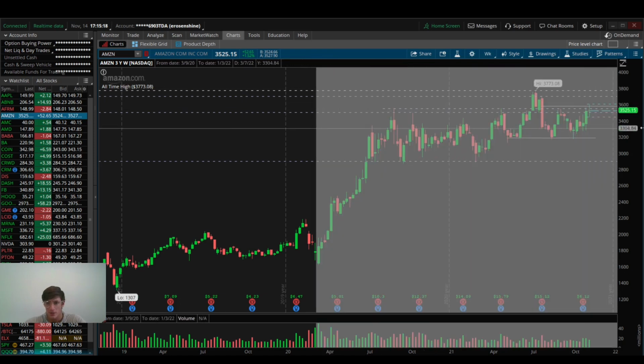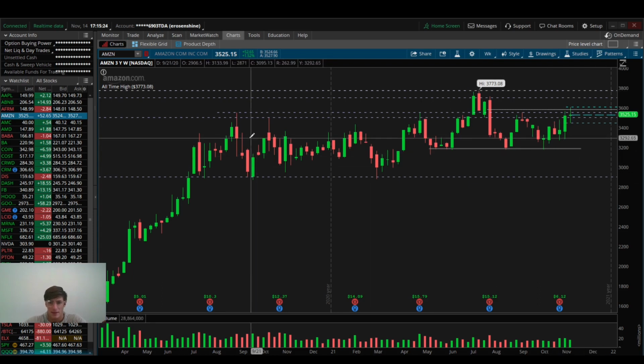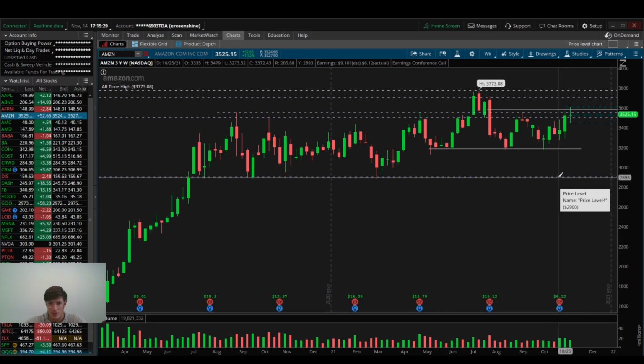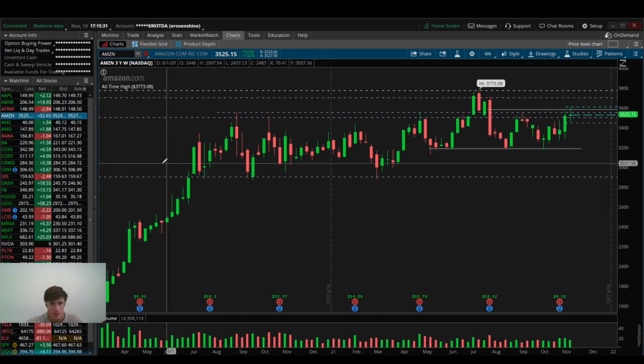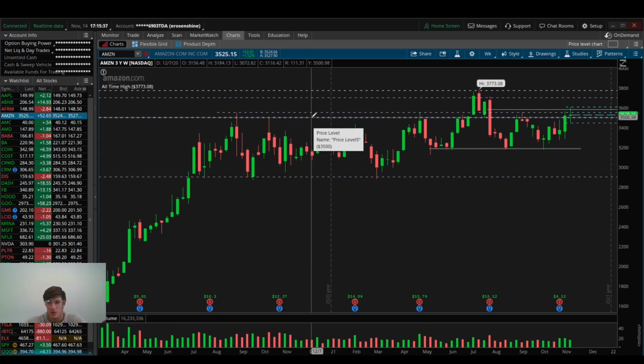So right here, you can see all-time highs, $3,773. And this range we've been in for over a year. Support of this range is 2,900. That's pretty clear. It has 1, 2, 3 touches. And then we also have resistance at this 3,500 number. That's also a very clear whole dollar, $500 level.